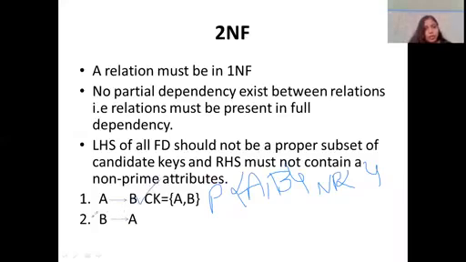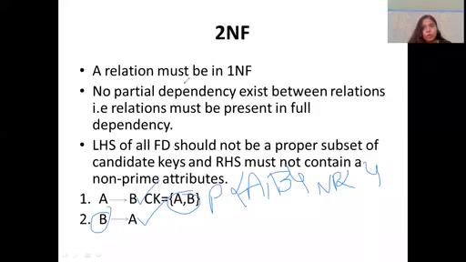We'll check the second functional dependency. The LHS of the second FD is B. Again here, B is a subset of the candidate key. It is not a proper subset. So we can tell that the second functional dependency is also in second normal form. Since both the FDs are in second normal form, we can tell that the table is in second normal form. So this is about the second normal form.